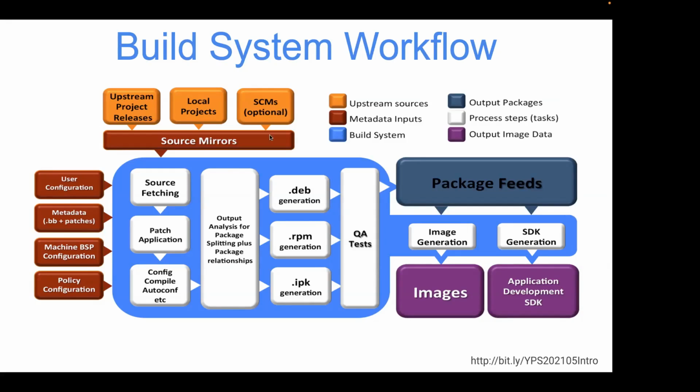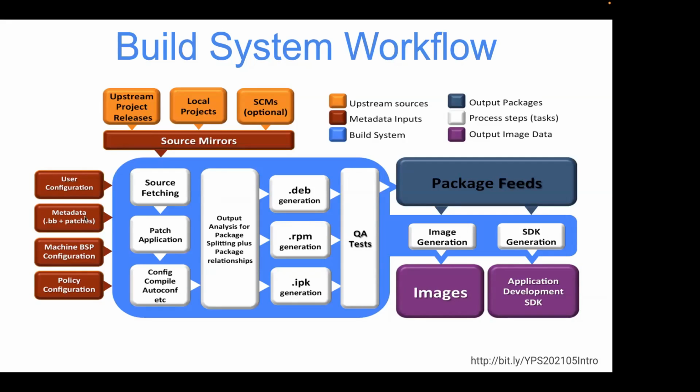Just skipping over source mirrors for a second, we'll go down to the left-hand side here, these red things, and you'll see that we have a number of different things that make up our metadata. The first one is user configuration. This is your local.conf file. This is how you describe what metadata will be used in order to build whatever it is you're trying to build. And so this is your local, I would argue, global configuration for the project that you're dealing with.